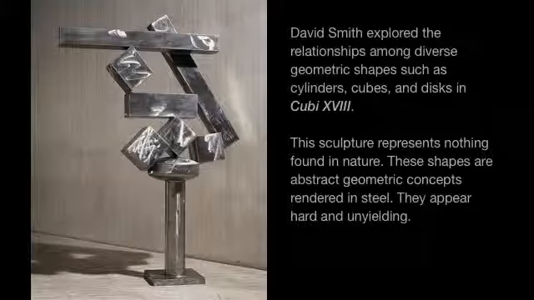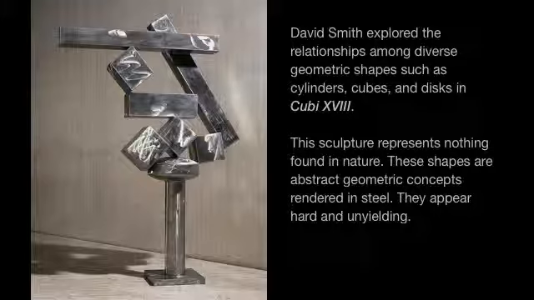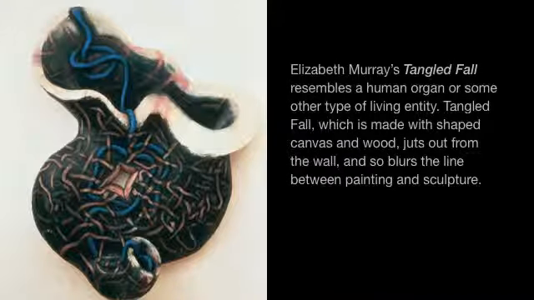David Smith explored the relationship among diverse geometric shapes such as cylinders, cubes, and discs in his Cubi-8 sculpture. This sculpture represents nothing found in nature. These shapes are abstract geometric concepts rendered in steel. They appear hard and unyielding, whereas Elizabeth Murray's Tangled Fall resembles a human organ or some other type of living entity. Tangled Fall, which is made with shaped canvas and wood, juts out from the wall and so blurs the line between painting and sculpture.